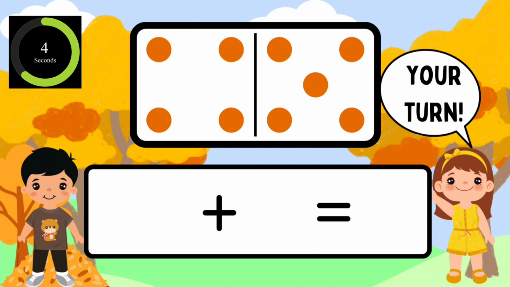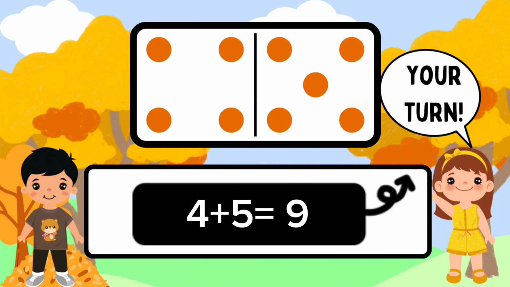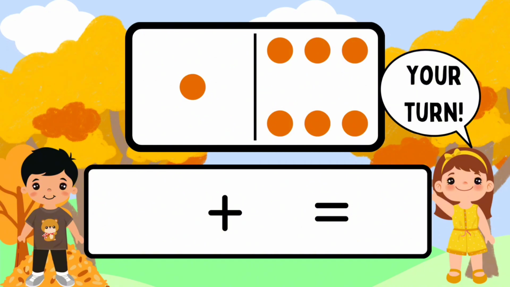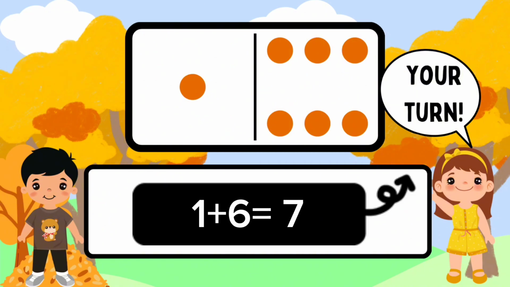In this slide, how many points do you see? 4 plus 5 equals 9. In this slide, the answer is 1 plus 6 equals 7.